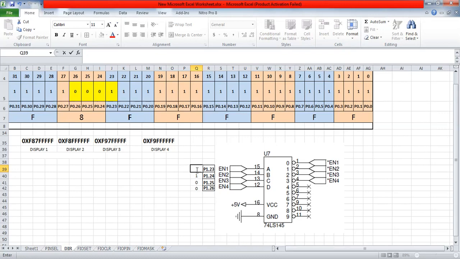to select the fourth display, 0011 is the input and the corresponding third output line will be activated. Thereby the corresponding value becomes 0xF9FF. So these are all the different values that should be forced via the FIO pin register to select any one among the 4. Apart from these 4 values, if you force any other value, then none of the displays will be selected.